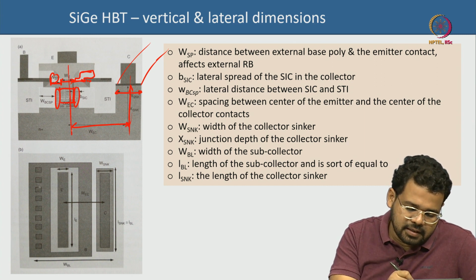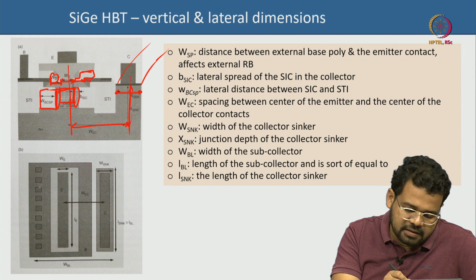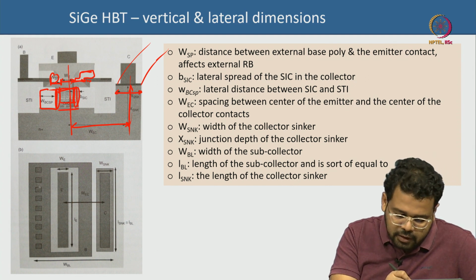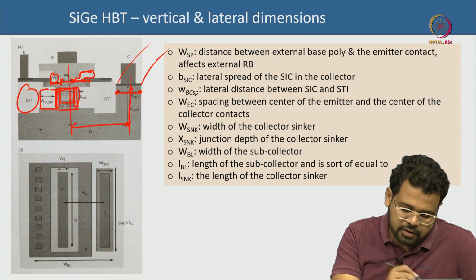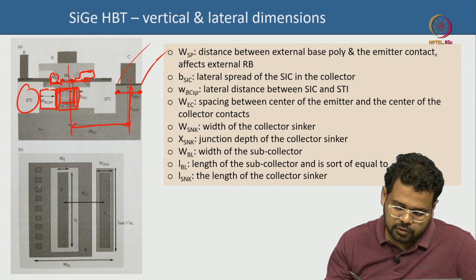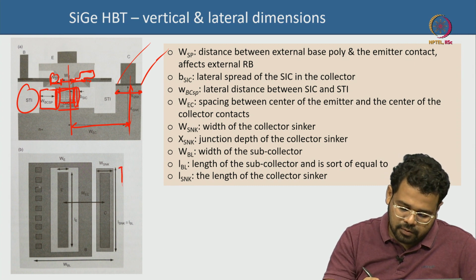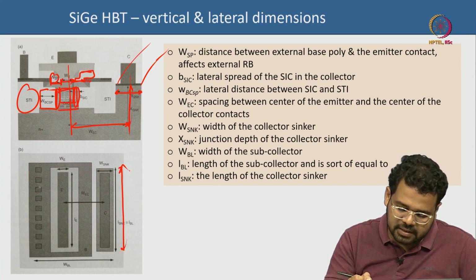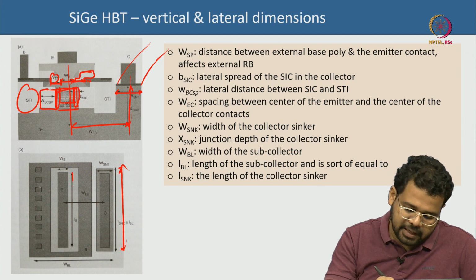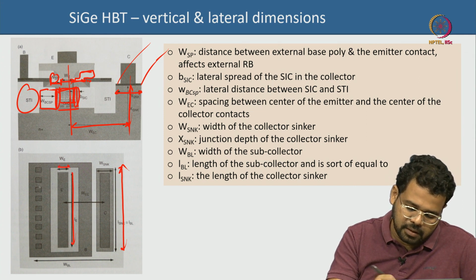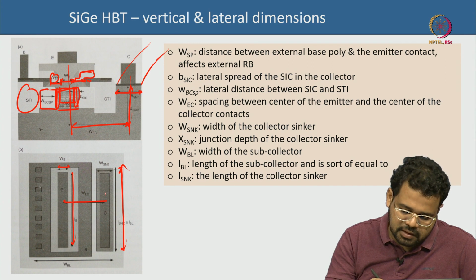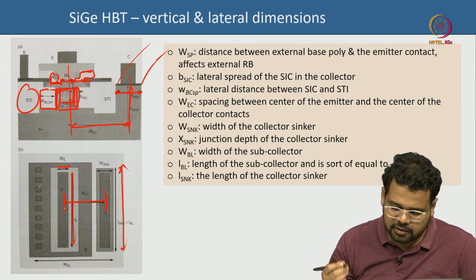Okay, this is the lightly doped collector, the spacing between the selectively implanted collector, including the diffusion extension, to the shallow trench isolation. Okay. Same things are also shown here. This is the length of the sinker, okay, and this is the length of the emitter, this is the width of the emitter, this is the WEC, the center of the collector to the center of the emitter, and so on and so forth. Okay.